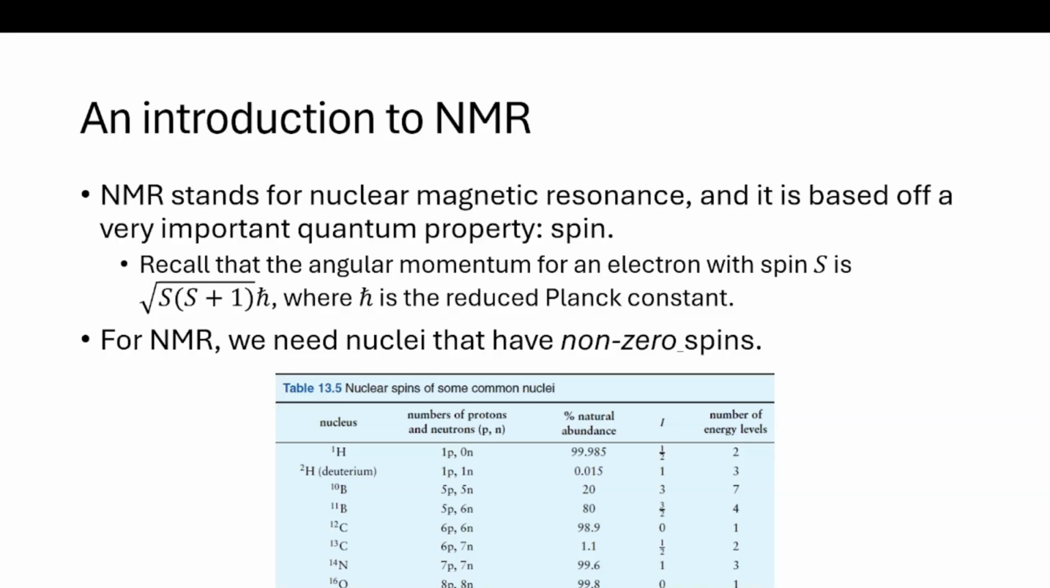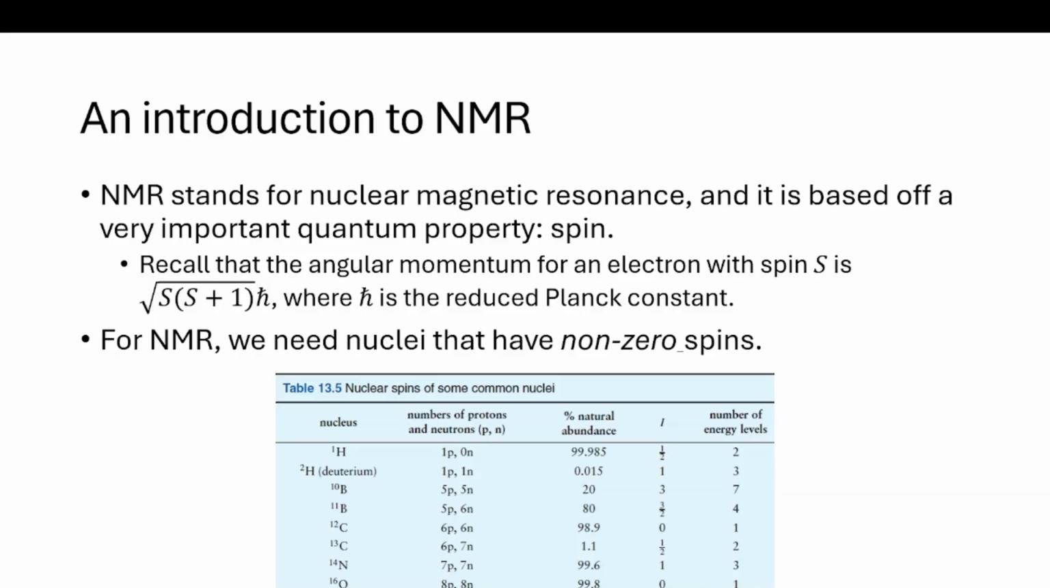So, recall that if we have an electron with a specific spin, spin is either plus 1/2 or minus 1/2 for an electron. The angular momentum is equal to the square root of the spin times the spin plus 1, times the reduced Planck constant. Now, for NMR, we need nuclei that specifically have non-zero spins. And we can see in this table, this quantity I is exactly what we're going to be looking for when we figure out which atoms' nuclei have non-zero spins.